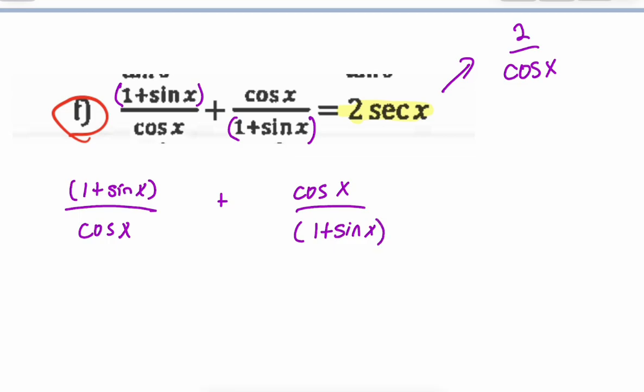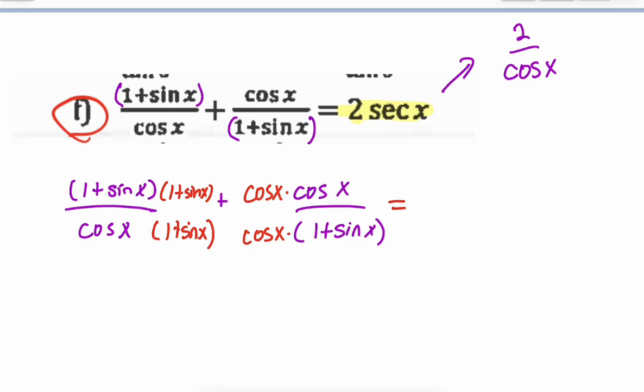Now, to get a common denominator, any factor that appears in the denominator of the first fraction has to be in the second, and vice versa. So this one does not have a cosine, because the first one has that in its denominator. The second one needs a 1 plus sine because it doesn't have it in its denominator. So that's our first step.